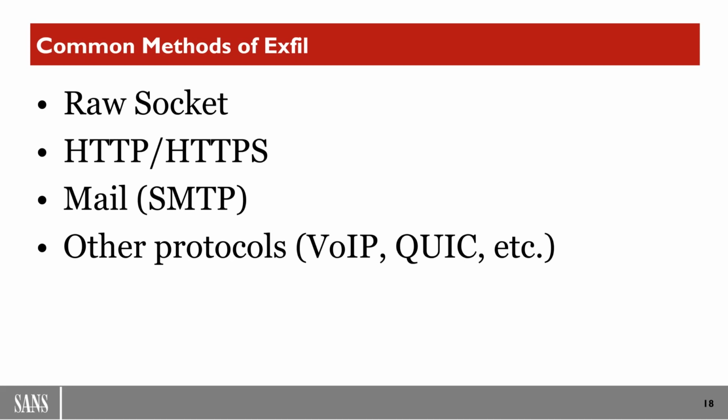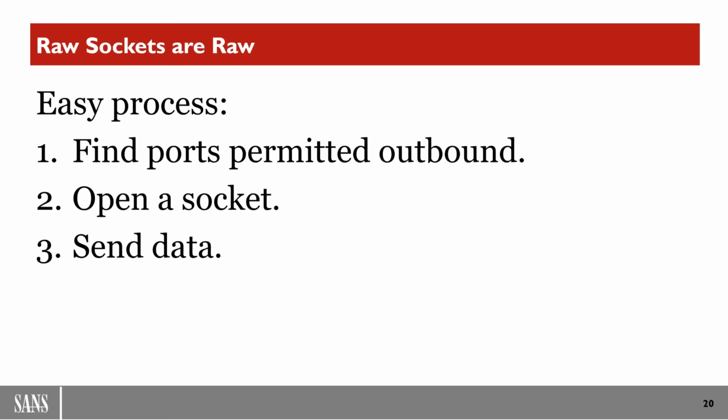But there's plenty of other techniques that the bad guys use. I've seen them exfiltrate data just as attachments, or maybe use steganography and mail it out. And let's not forget other protocols, things like VoIP that allows outbound connections, or QUIC, which is a protocol that's used by the Chrome browser. There's all kinds of different techniques. Now today, we're going to be covering only the raw socket and the HTTP, HTTPS, mainly just because we only have so much time. Now, the raw socket approach is very, very easy. You need to find what ports are permitted outbound, open that socket, and then send data out to that socket. And it really is as simple as I make it sound.